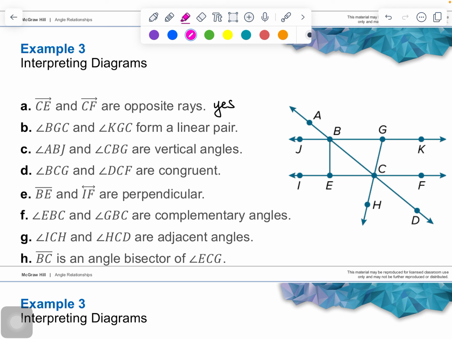Can we know that angle BCG and KGC, did I do this wrong? Yep, I did. Do it in order. BGC and KGC form a linear pair. Do they form a linear pair? They make a line and a pair. Yes.